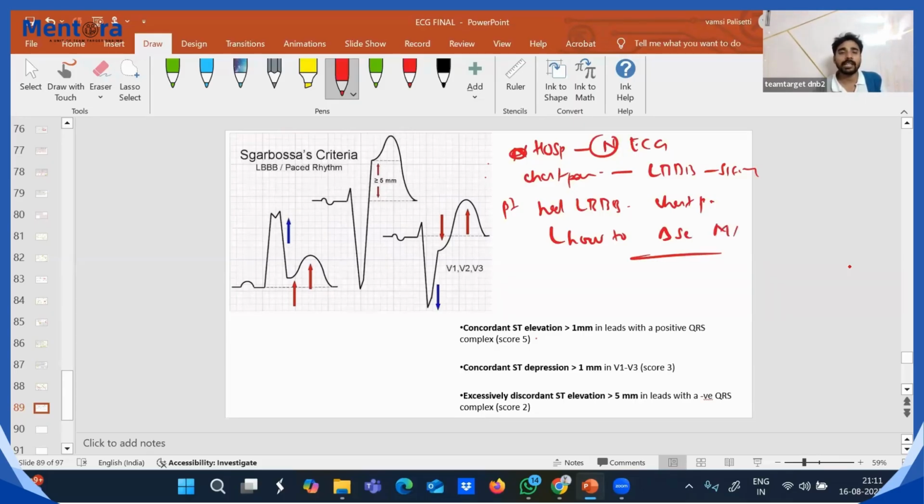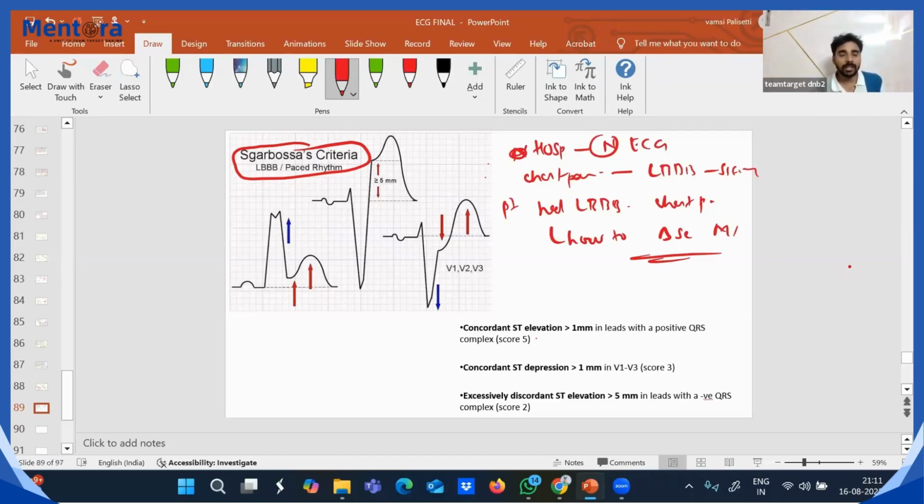For MI, you will use a criteria called Barbosa criteria. This is again an excellent, important question, and in your viva they will ask: how will you identify ST-related MI in a patient who is already having LBBB? That is Barbosa criteria. For example, the patient is having LBBB and ST elevation is there. You are looking at whether it is STEMI or whether the ST elevation is because of the LBBB.